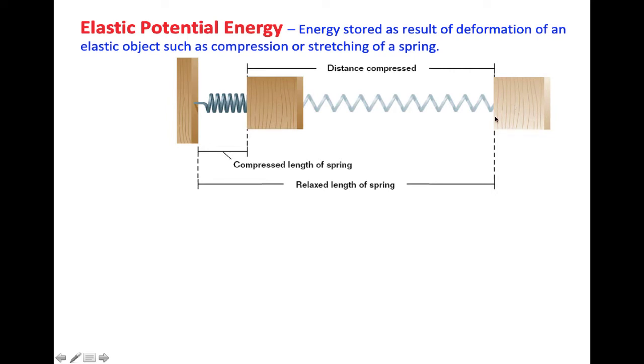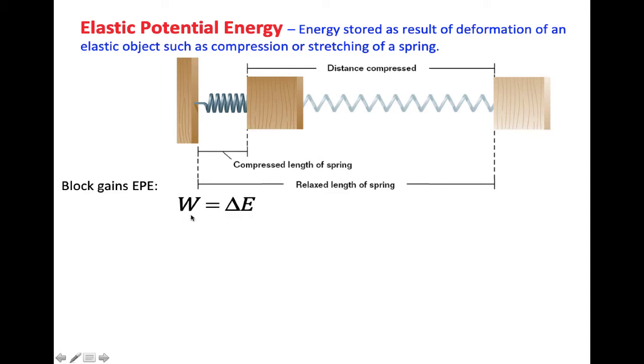When the spring is relaxed, no force is being applied on it that compresses or stretches it, then the block is here. We apply a force that pushes the block to the left. So finally the spring is compressed like that. The distance that is compressed is shown here. As we apply a force on the block to the left, the block is displaced to the left, so there is work done on the block, and as a result elastic potential energy is stored in the system.